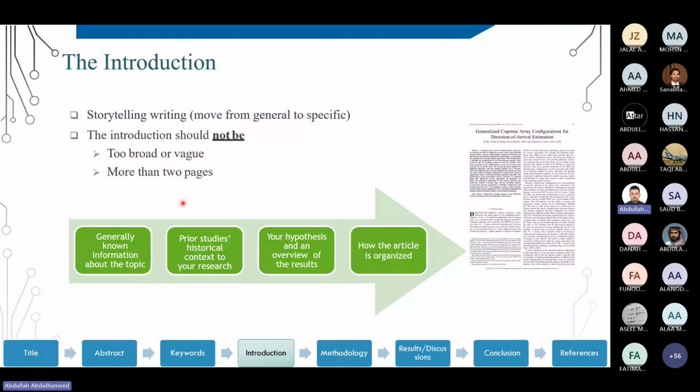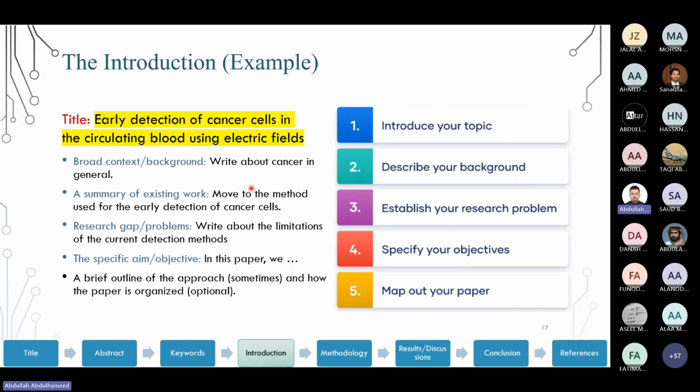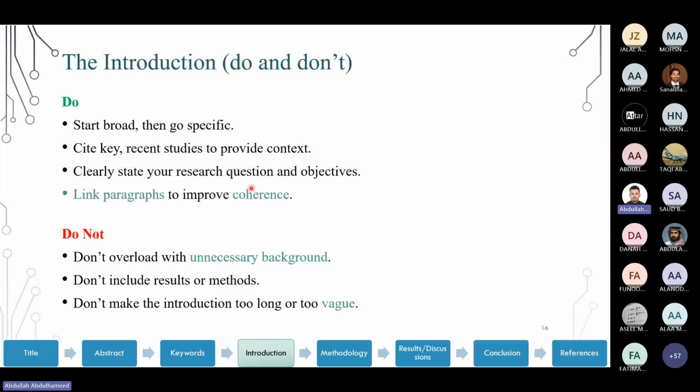Okay, guys, now some of you might still be confused about the introduction. Before I go to the example, I want to also mention the things that you should do and the things that you should avoid. And then inshallah, in the next part, I will give a very clear example. So what are the things that you should do in the introduction?